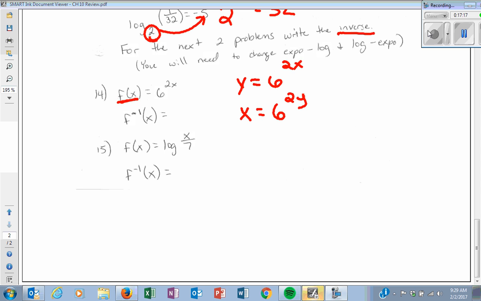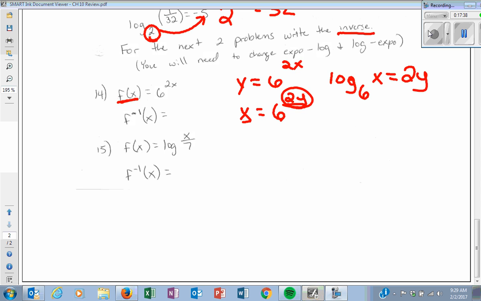I'm not going to be able to get this out of the exponent without changing it to log form. So I'm going to have to change this to log form. So I know that it's log, my base, which is 6, of what it equals, x, equals 2y. And then boom, I've got the 2y out of the exponent. And now I can solve.